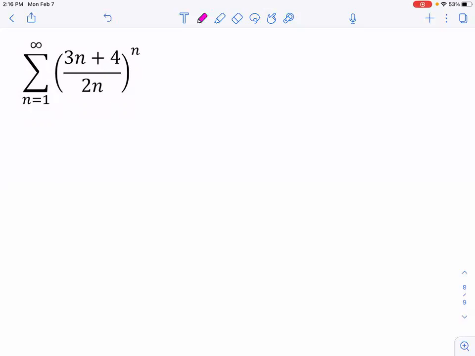Oh my gosh, that's something I was trying to make the other day. This sequence is being raised to the nth power. It's a perfect opportunity to use the root test. Also, you see right away what's going to happen, right? If not, okay, that's fine.